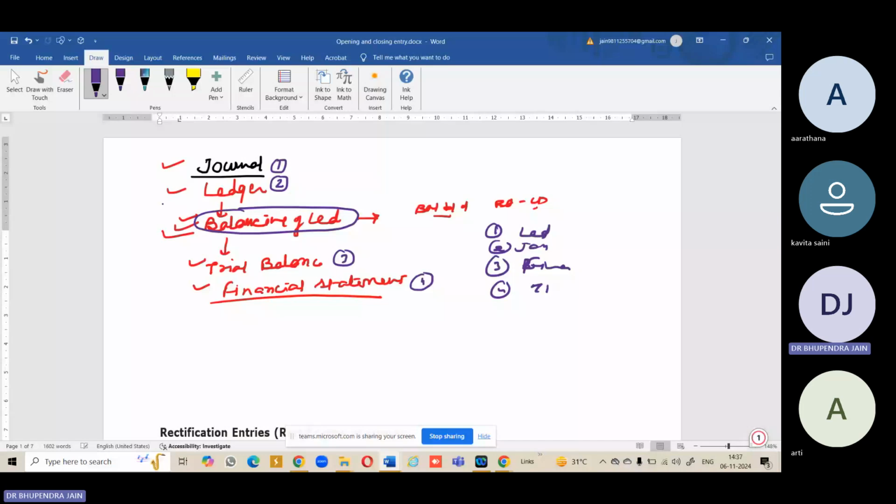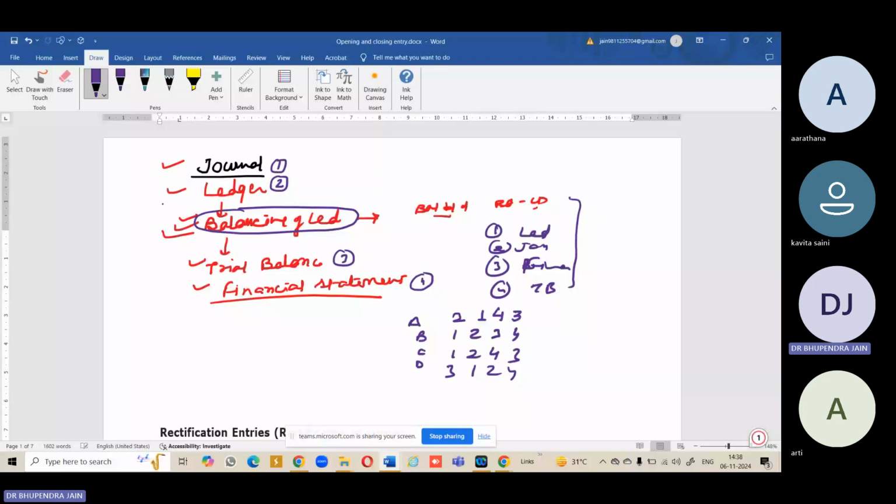And four options are given, option A, B, C and D. It is written, choose the correct sequence of this statement. So first is journal, which is 2, ledger is 1, trial balance is 4 and balance sheet is 3. The options are written as 1 2 3 4, 1 2 4 3, 3 1 2 4. What will be the correct option? So 2 1 4 3 is the correct option.